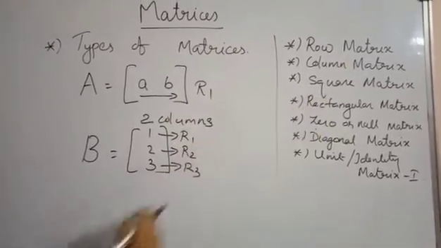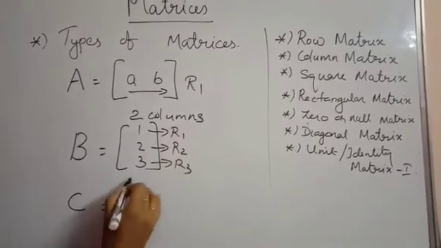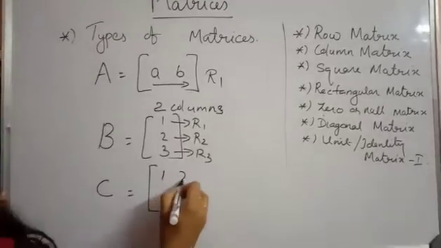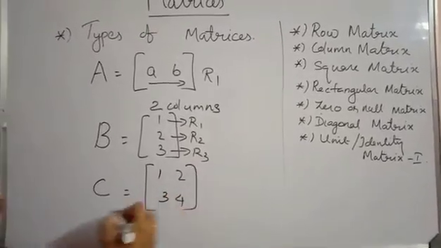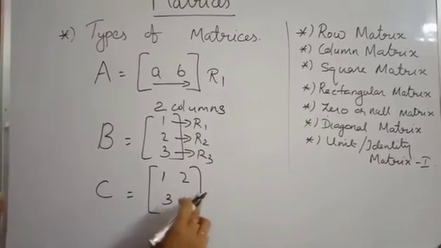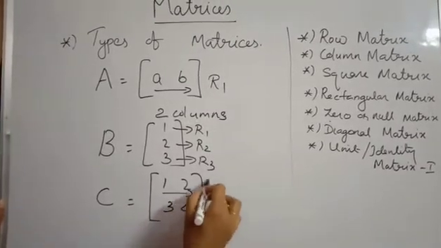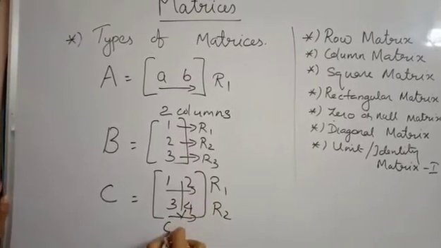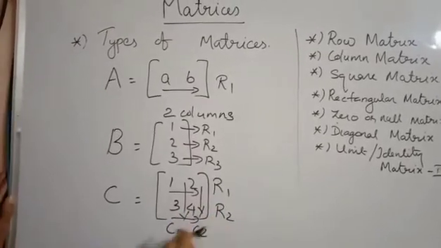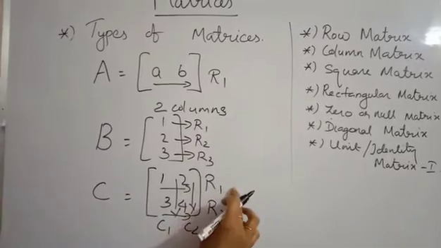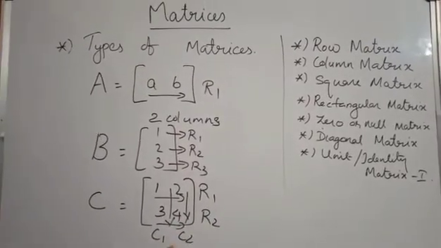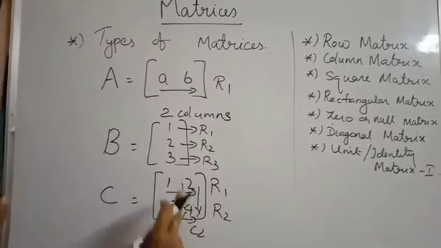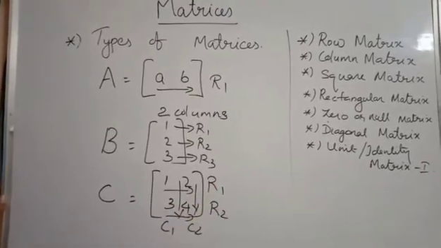Now let's see the square matrix. What's a square matrix? Just by the name itself we can understand a square. So 1, 2, 3, 4. This is an example of a square matrix. What can you say from that? See, there are two rows, R1 and R2, and two columns here, C1 and C2. That means this has equal number of rows and columns. Therefore, it is an example of a square matrix. A square matrix has equal number of rows and columns.